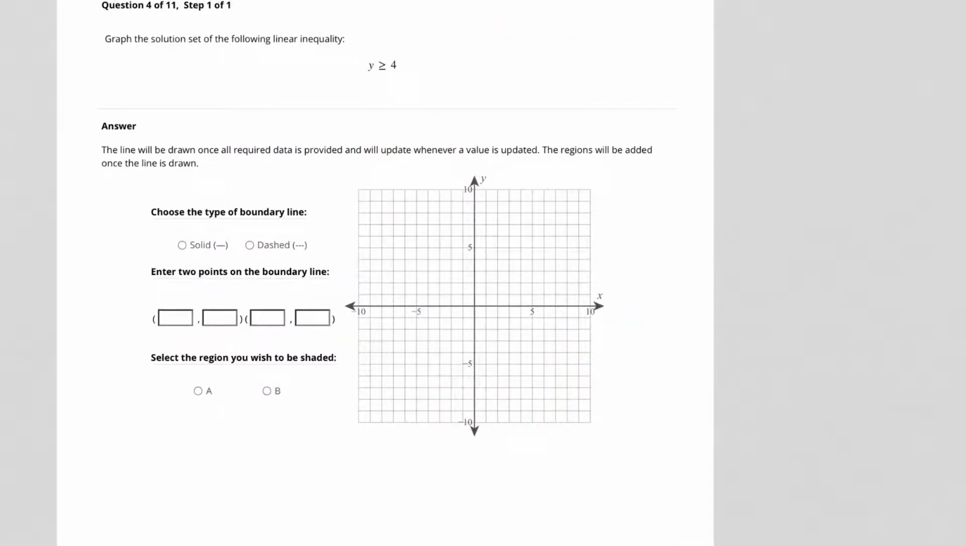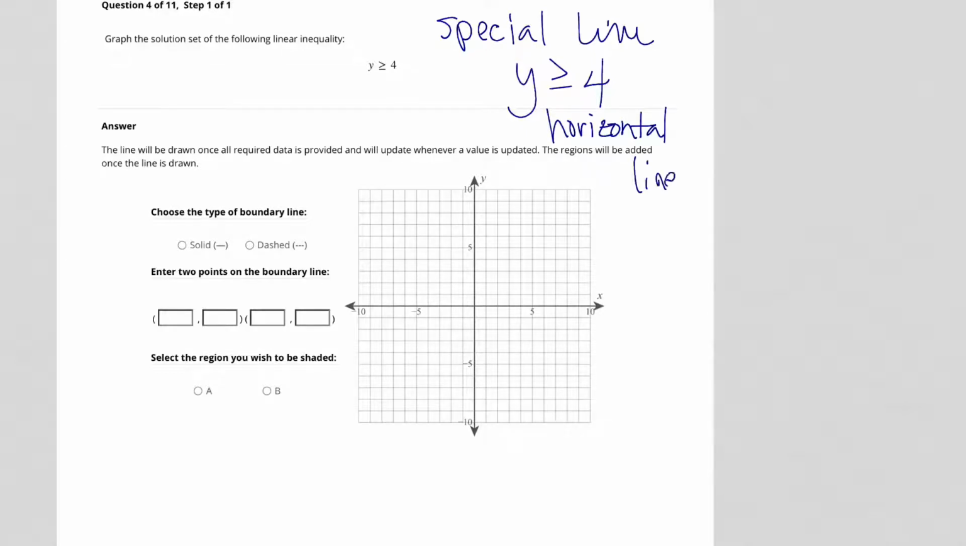The next problem has y greater than or equal to 4. This is a special line because I am missing the x-coordinate. Y greater than or equal to 4 is going to be a horizontal line at 4. Now, greater than or equal to means I have a solid line. I'm going to come up here, draw my solid line at y equals 4.